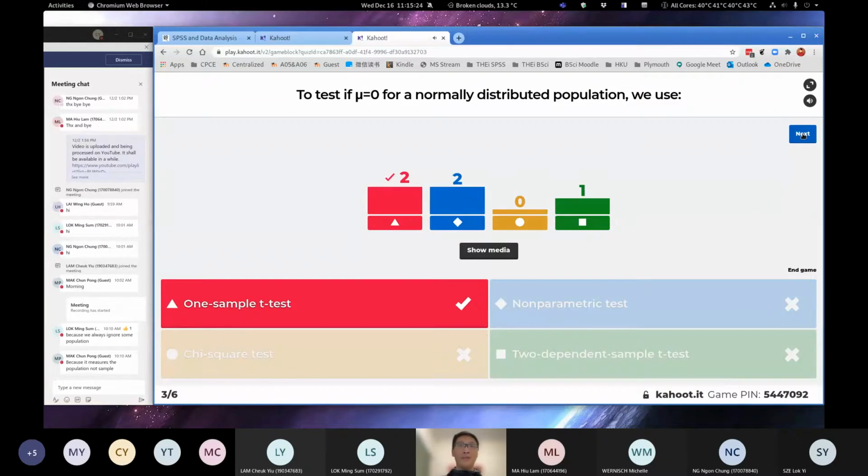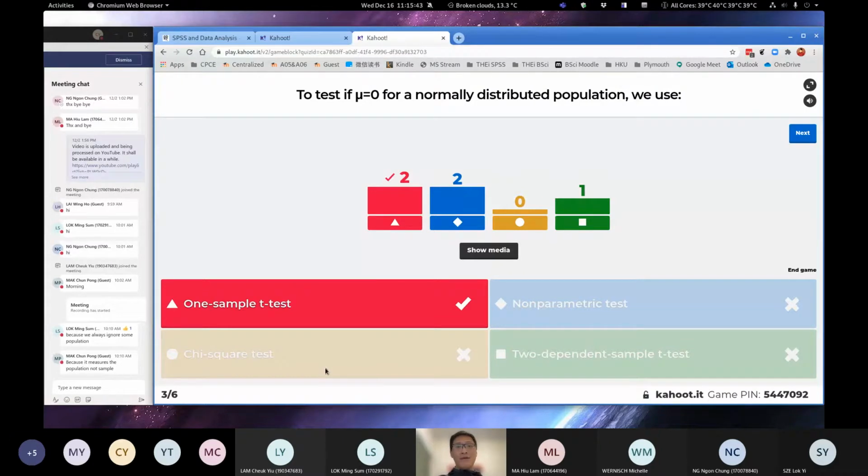Yeah, the one sample t-test. Non-parametric test. Of course, we can also use a non-parametric test, but we don't need to do it here because the population is normally distributed. So the blue one is not true.